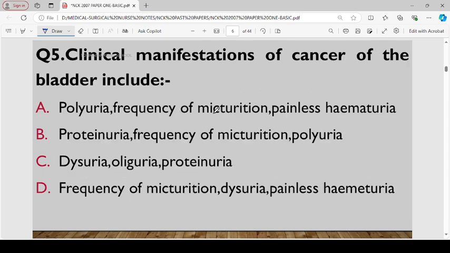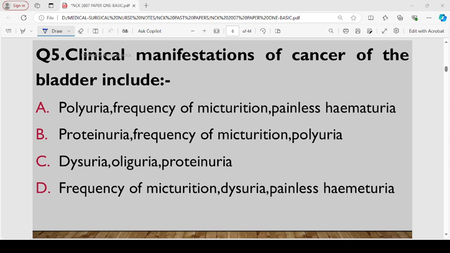Number 5, clinical manifestations of cancer of the bladder include, we have nurse A up to nurse D. You have a minute. So nurse A says polyuria, frequency of micturition, and painless hematuria. Of course, polyuria is excessive urination, and this is not typically associated with bladder cancer. So that makes that option wrong.